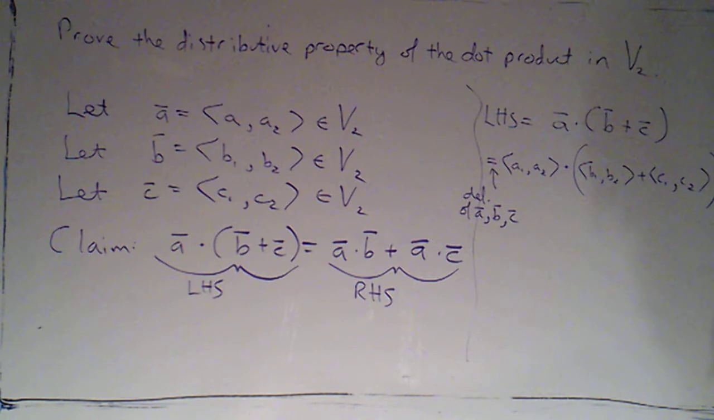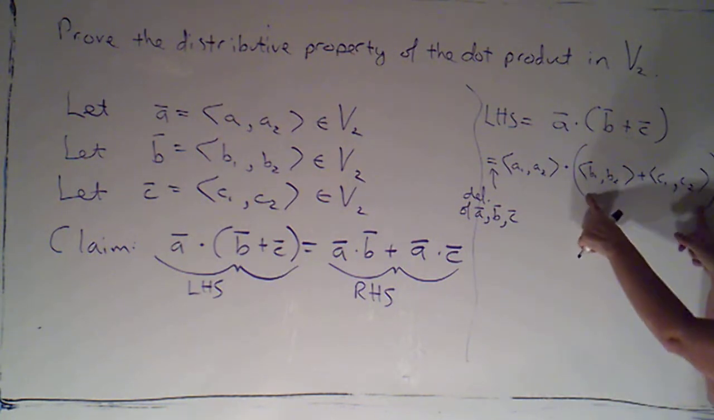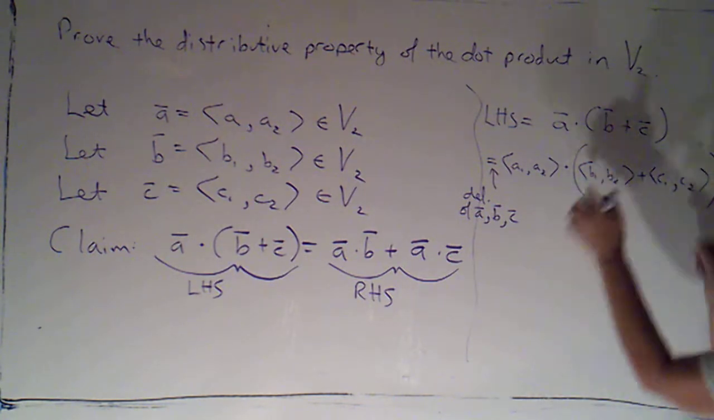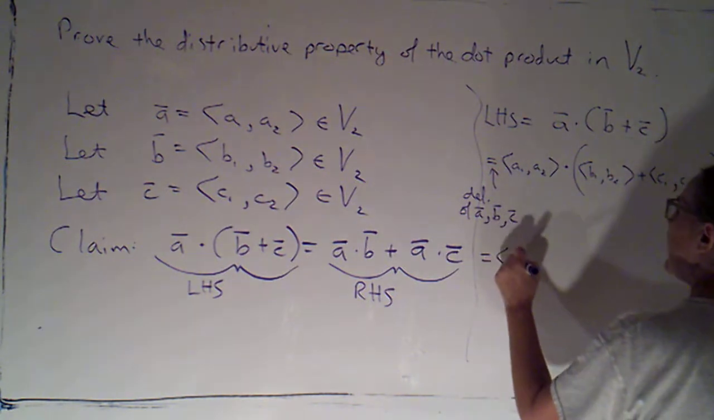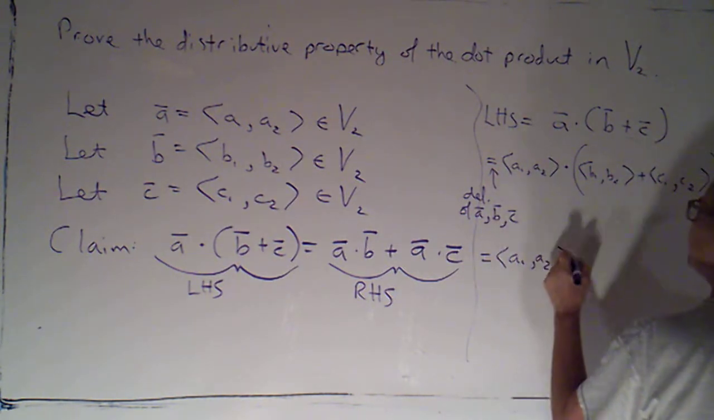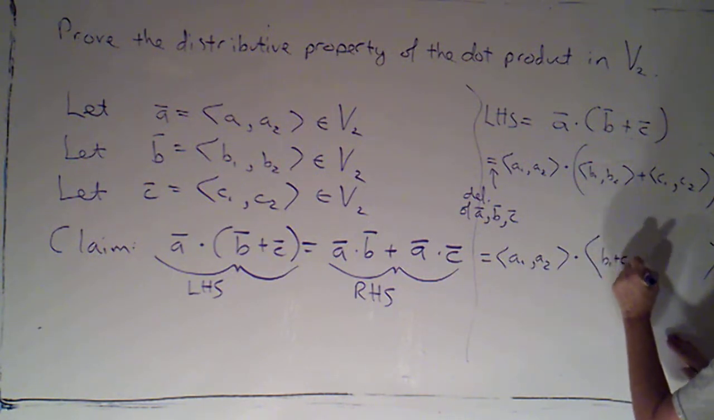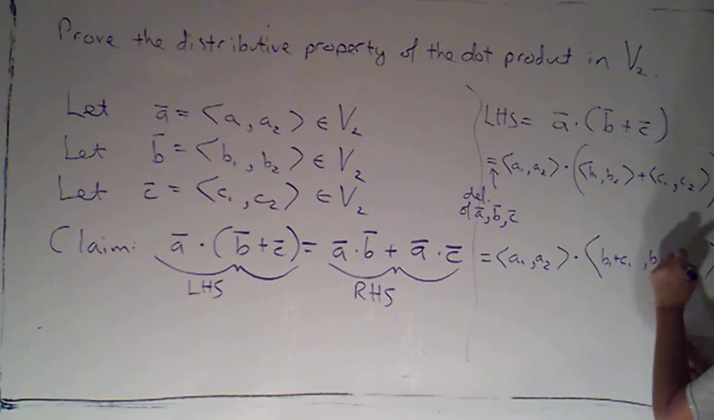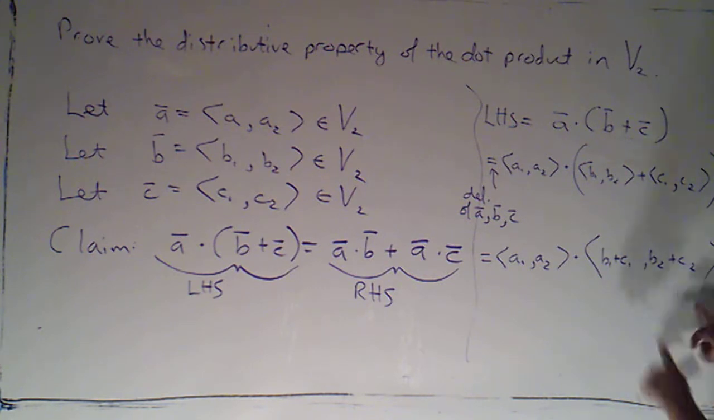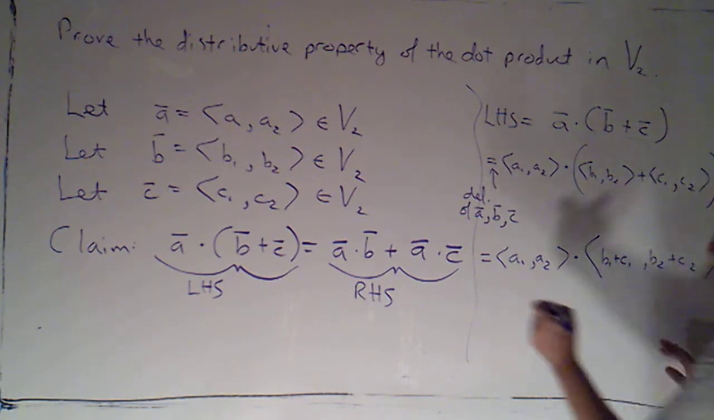Okay. All right. Order of operations, I would do what's in parentheses first. Okay. So this is going to be (A1, A2) dotted with (B1 plus C1, B2 plus C2). Now that is just the definition of vector addition.